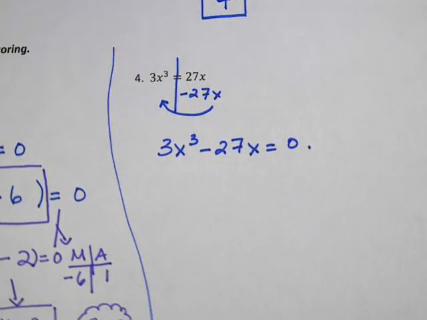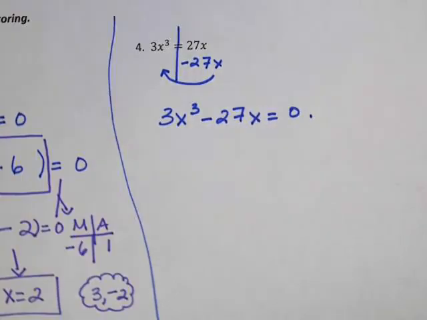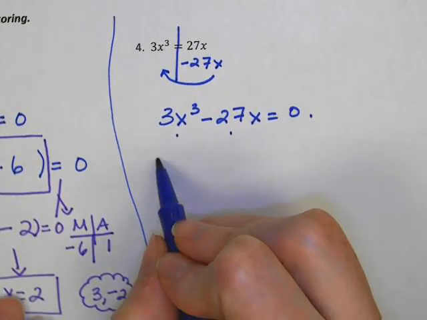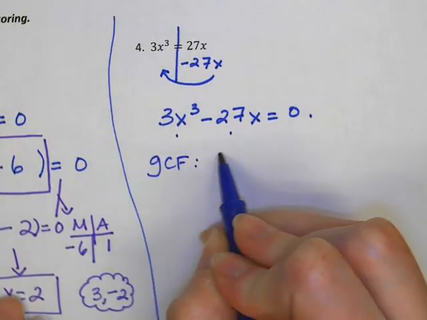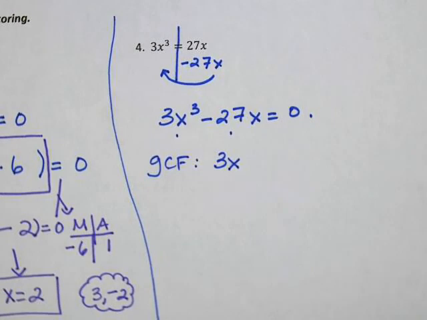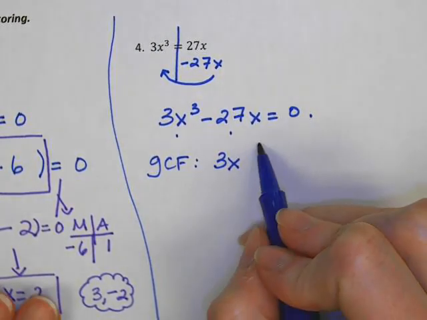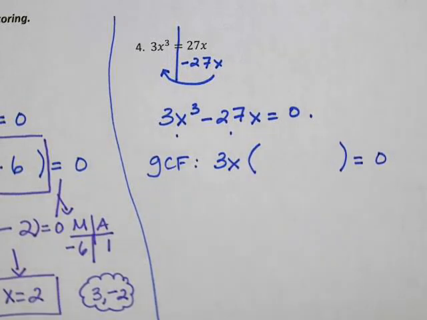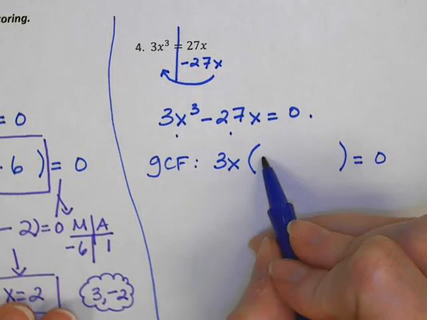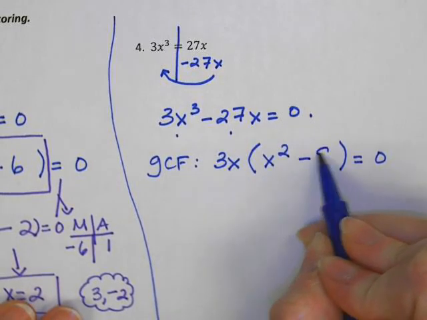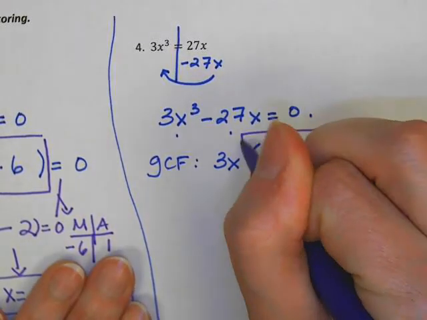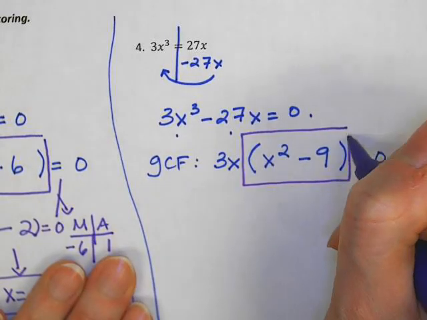All right, now that it equals 0, let's look for a GCF. And what can we pull out of both of these? Looks like a good GCF would be 3x. So let's go ahead and divide that out from each term. When you divide out a 3x, you're left with 1x squared minus 9. And then again, let's try to factor further. Now this, it's not a trinomial, it's a binomial.